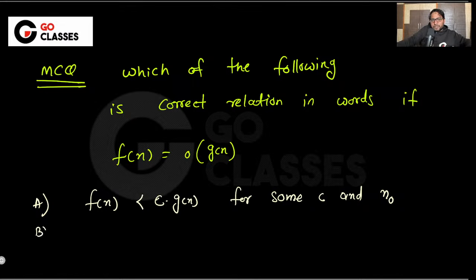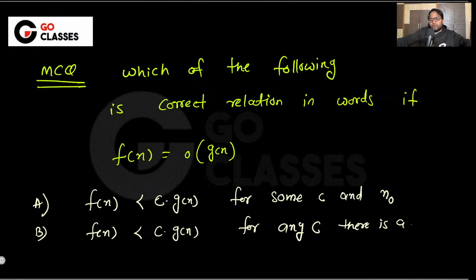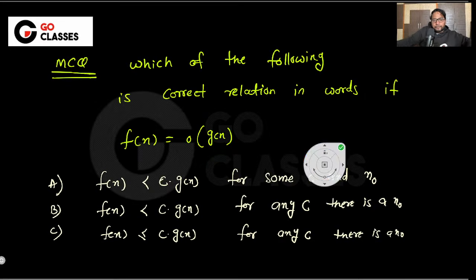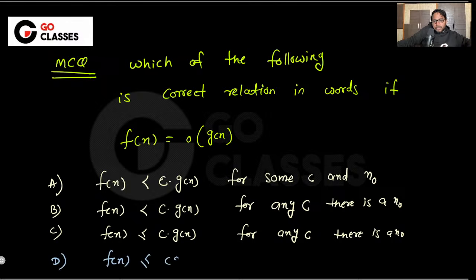And let's suppose some option is saying fn is less than equal to c into gn, for any c there is a n naught for which this is true. Option C is saying fn is less than equal to c into gn for any c there is a n naught. And option D is saying fn is less than equal to c into gn for some c.